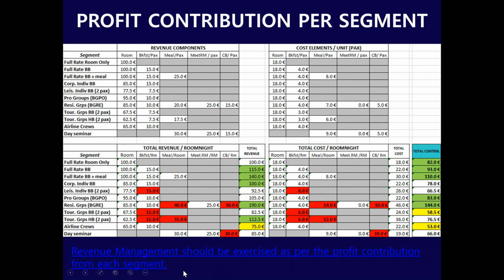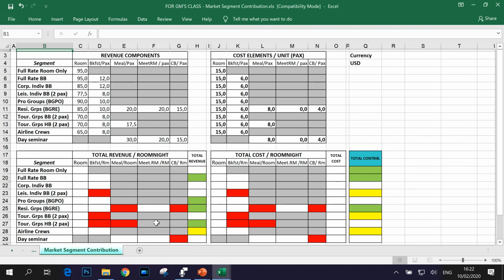So even though we can manipulate market mix and try to have a better revenue performance, if it doesn't result in an increase in terms of GOP, that is effort wasted. So what I'm going to show you is how to identify which segmentation is important, not only in terms of revenue, but also for the profit margin contribution. So let's have a look at this exercise together.